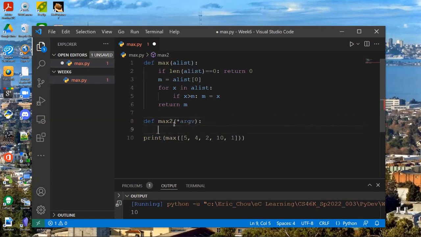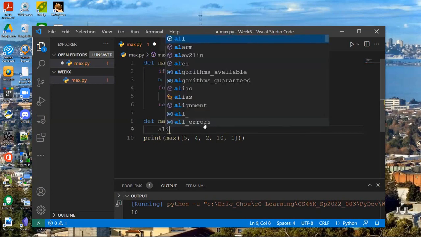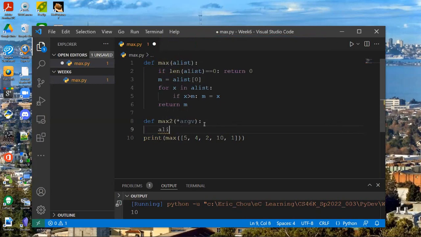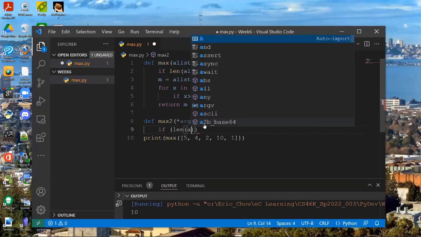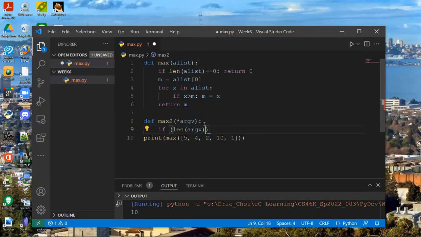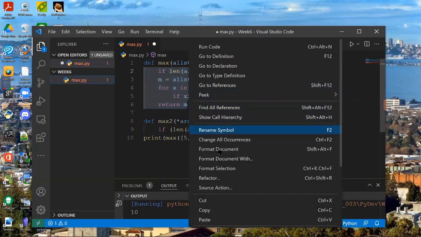Okay, that is it. Now we group all the data together. So here you should think about this. You will have a list, something like that. So if the length of the args equals 0, actually let's copy the whole thing here.